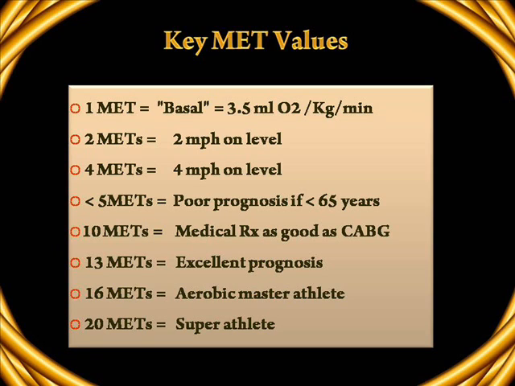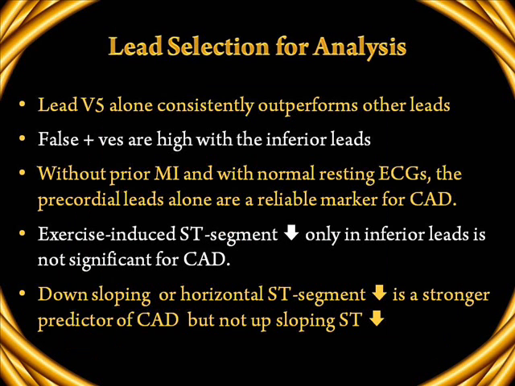Anybody less than 10 is excellent, and anybody less than 5 is very poor. While doing the treadmill test, which are the ECG leads that we need to monitor? Which are the leads that we need to select for analysis?